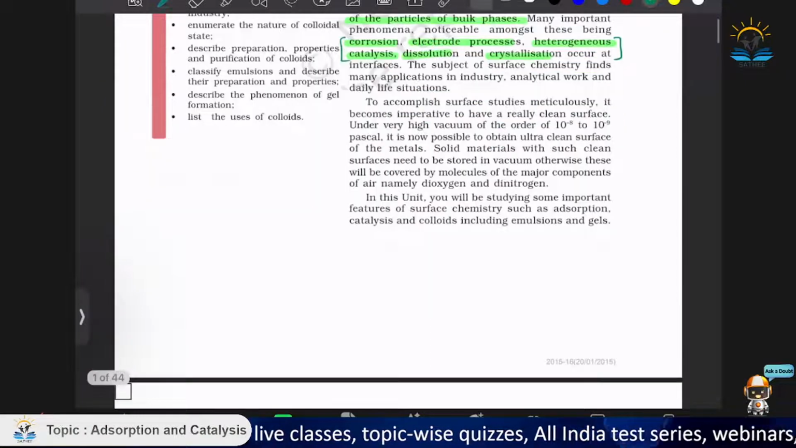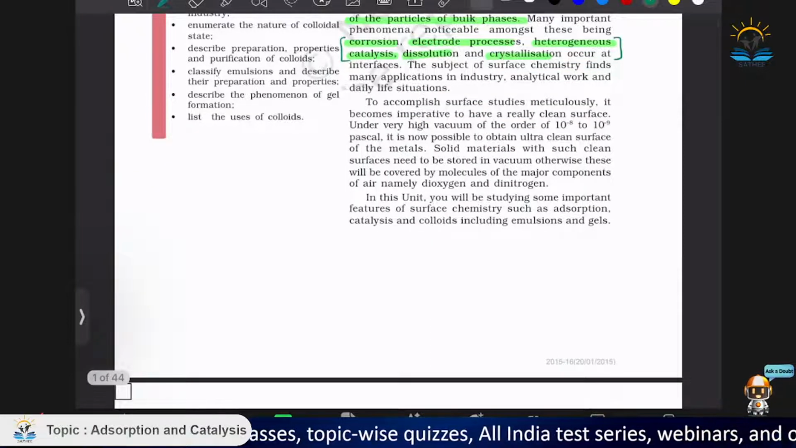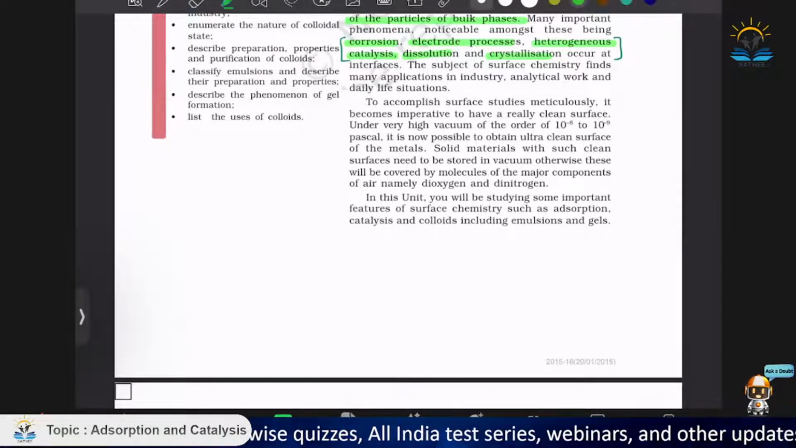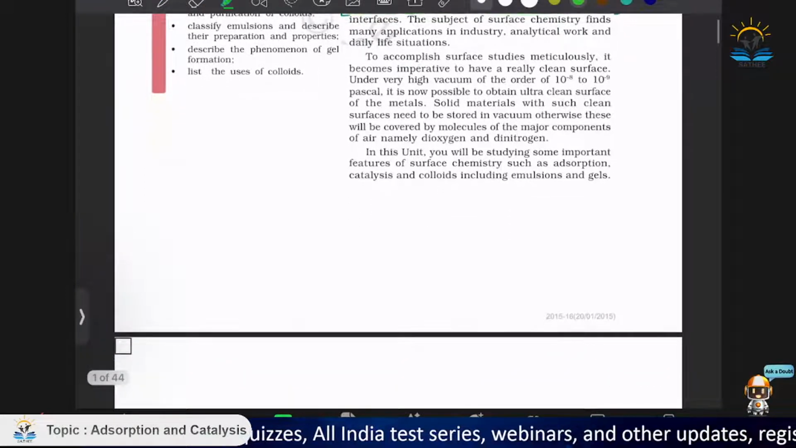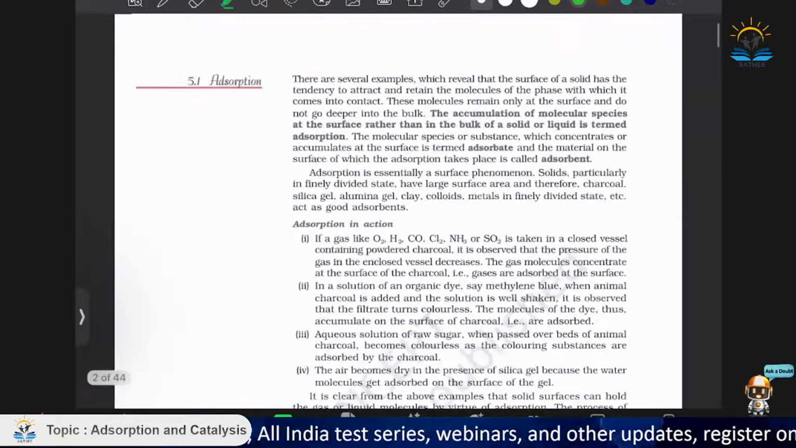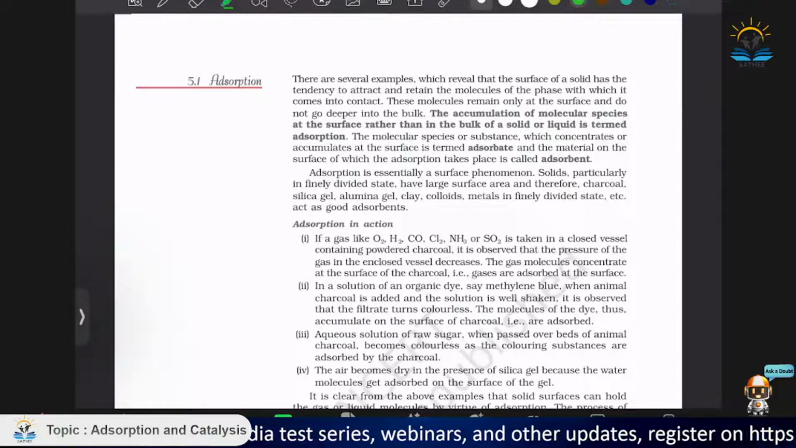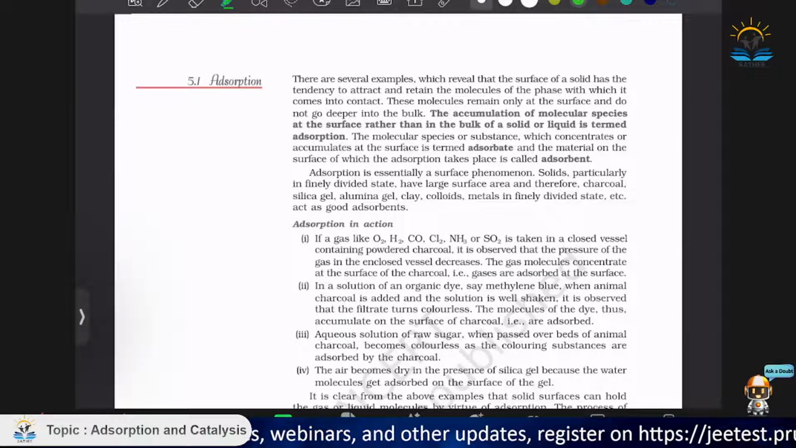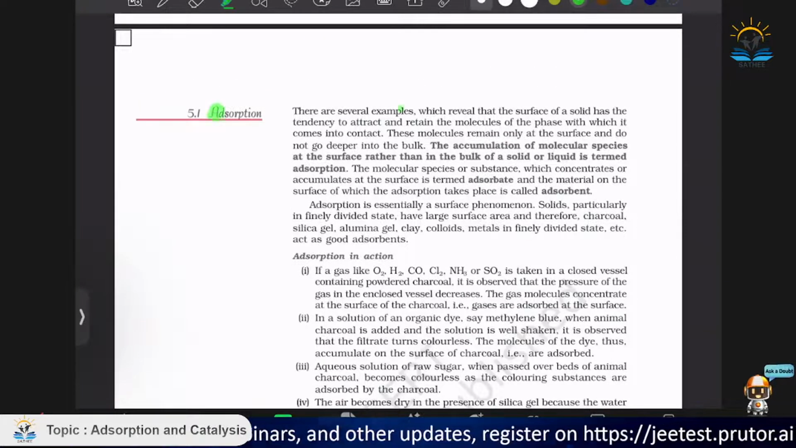Today we'll start with adsorption and move on to catalysis. Before that, I want you to know that we'll be solving PYQs in the end. Okay, let's start with adsorption.